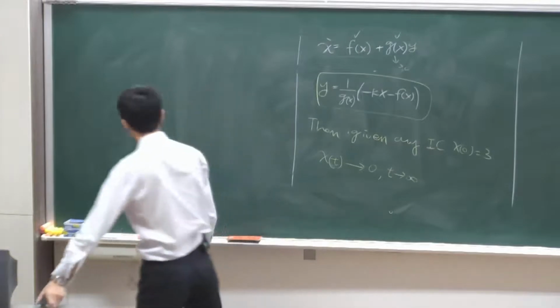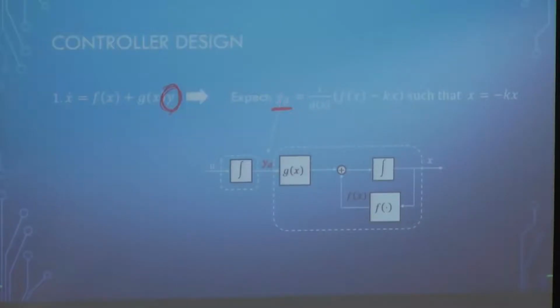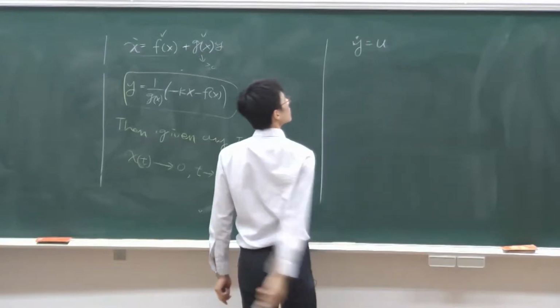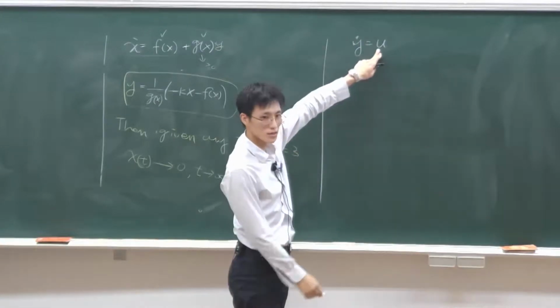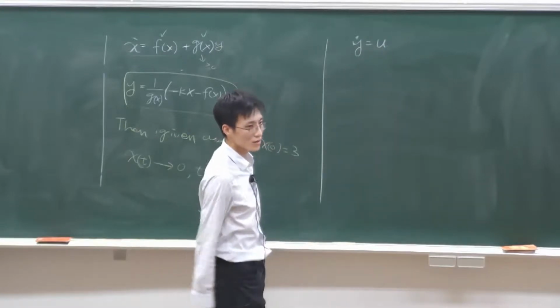So next, although I put yd here, just forget it. Just think about y. Okay. So next, the second system is y dot equals u, and this is the true control you can design. Okay. So what will you design u?